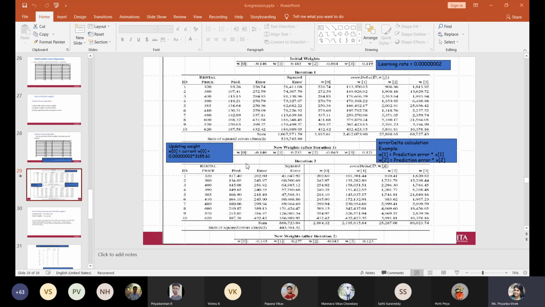Yeah, W0 you try. Who can try W1? What you have to try is this formula, applying it on this: current W of 0 plus the learning rate given here into this particular value. So you will get this. That's what you're going to check. Same way, somebody else.